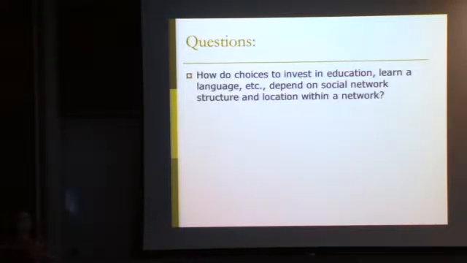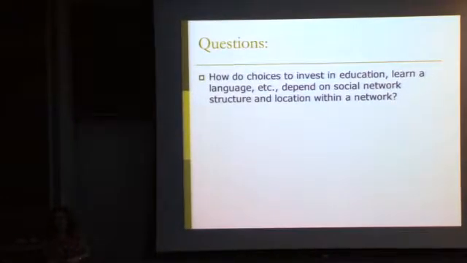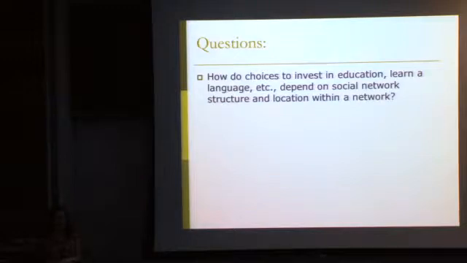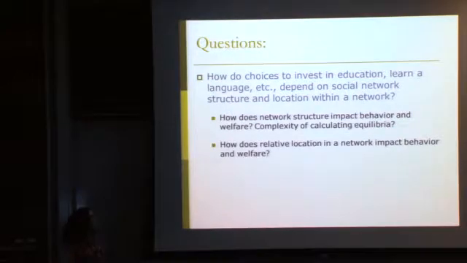So the type of questions generally that we want to ask, so I want to step back and re-ask the questions, are the following. First of all, how do choices, and now I'm going to think about them as strategic choices, to invest in education, learn a language, and so on, depend on social network structure and the location within the network. In particular, we'll want to know how does the network structure impact behavior and welfare, and the complexity of calculating equilibria in these networks, which I'll soon talk about. And we'll also want to know how relative location in a network impacts behavior and welfare. So these are the types of questions that I'll start out with.